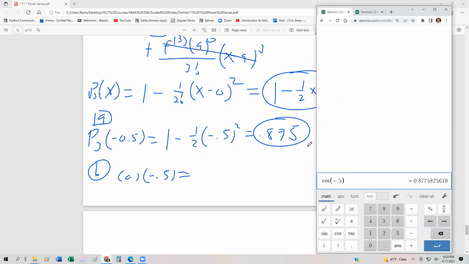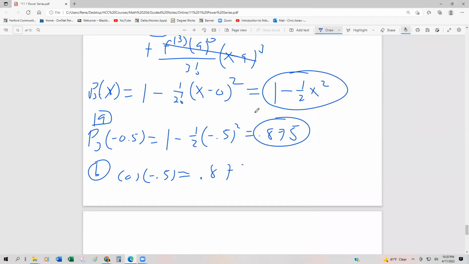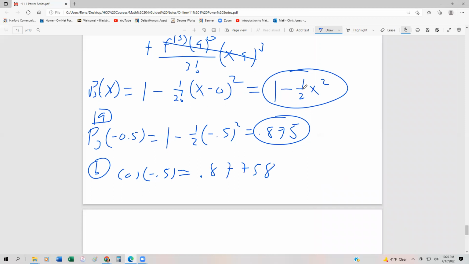Especially considering that we just had a second degree polynomial. Even though we have P3, the third degree term is 0, and it doesn't really contribute anything. So this is our 0.87758. And we're accurate out to the hundredths place, which isn't too bad.